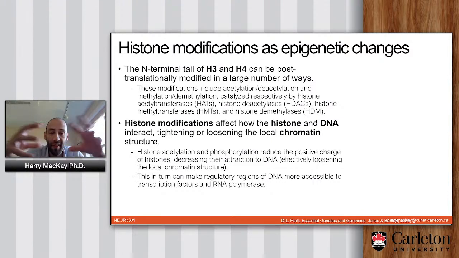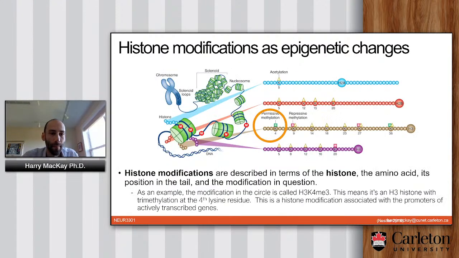This basically loosens up the DNA. It's kind of like when you take your shoelaces and pull them loose a little bit, all the loops get less tight. This tends to make DNA more accessible to transcription factors. If the DNA is all bundled up in a big wad, it's very tough for transcription factors and RNA polymerase to get in there and begin expressing genes. So histone modifications like acetylation and phosphorylation loosen up the DNA and the chromatin, making it easier to express those genes.